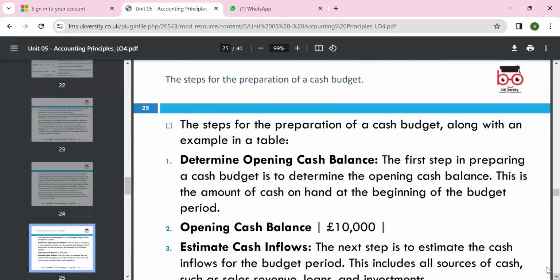Okay, next step: the cash budget. What is the cash budget? Cash budget is the lifeblood of any business. So this is the most important budget among all the other budgets.